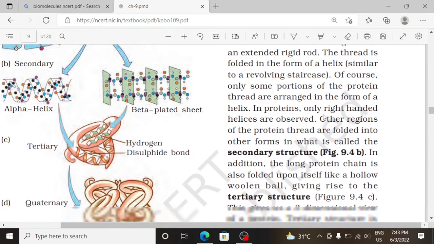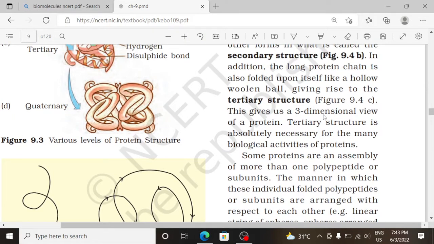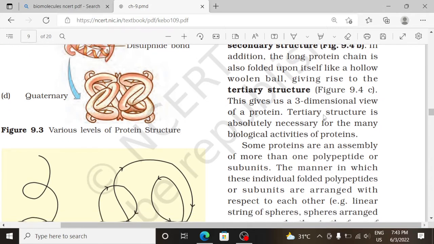In addition, the long protein chain is also folded upon itself like a hollow woolen ball, giving rise to the tertiary structure. This gives us a three-dimensional view of a protein. Tertiary structure is absolutely necessary for the many biological activities of proteins.